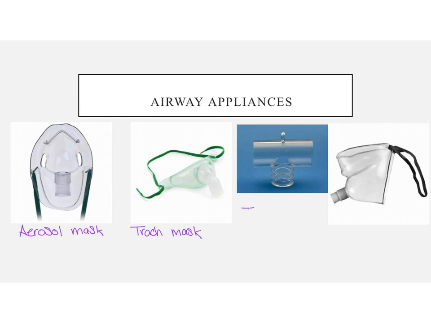And then we have the T-piece. And then we have the face tent. So the aerosol mask and the face tent are for patients who have intact upper airways, and the trach mask and T-piece are for tracheostomies. And the T-piece can also be attached to an endotracheal tube for weaning. So those would be for artificial airways.